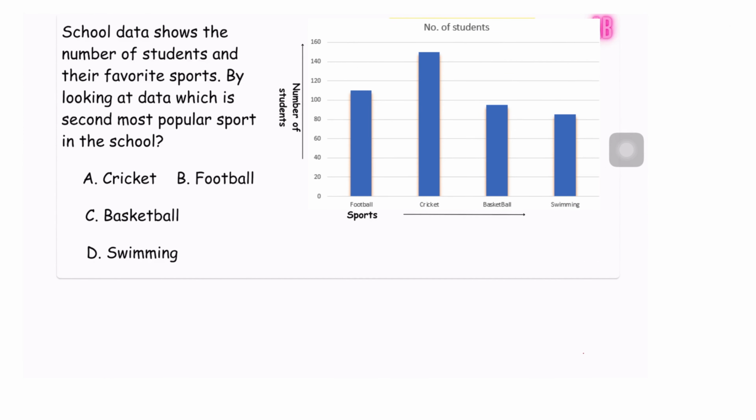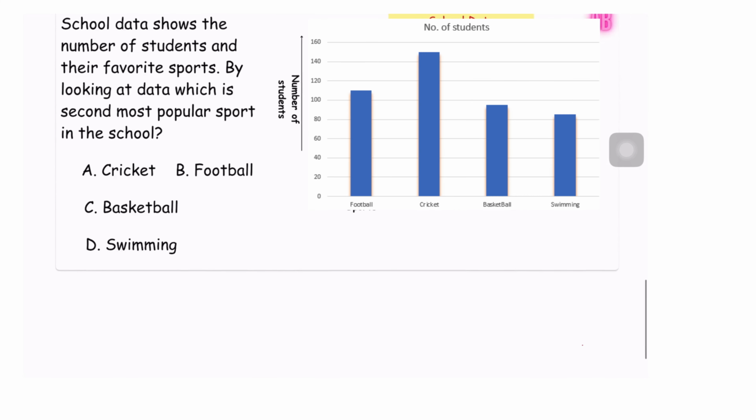So this is the next question on your screen. It's a question on graphs, and it is showing school data on the number of students and their favorite sports. Here on this side the picture is not very clear. The first one is football, cricket, basketball, swimming, and the numbers here are 0, 20, 40, like that. We can see the bar graph here, and the question is asking which is the second most popular sport in the school.